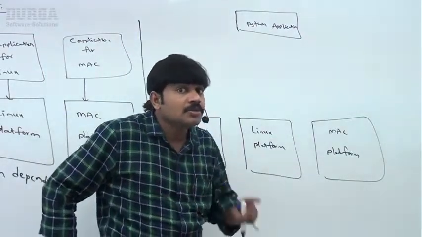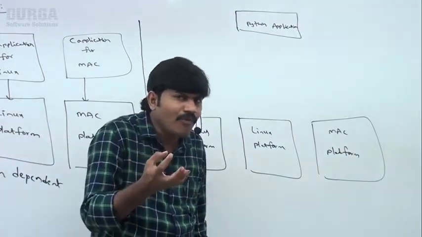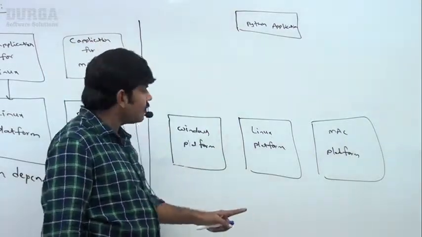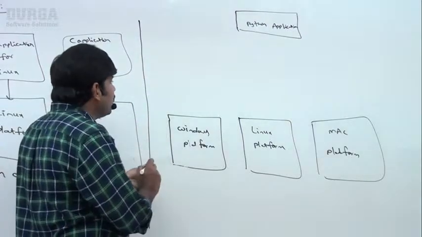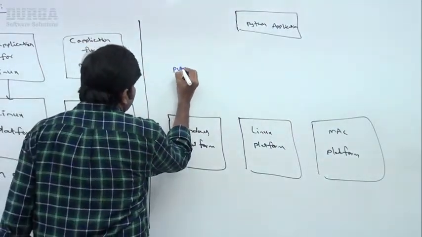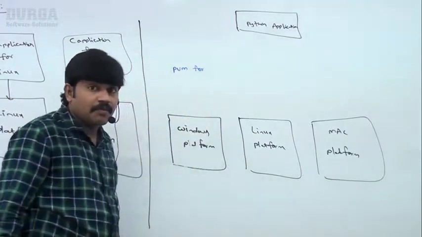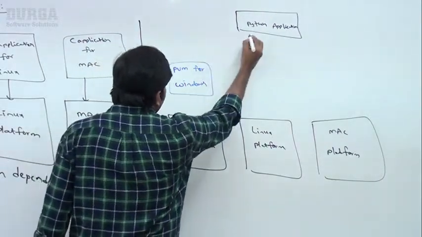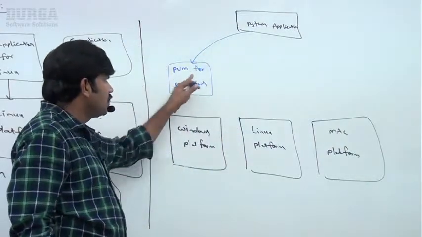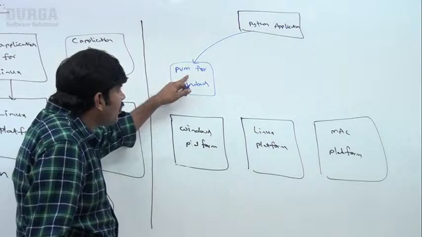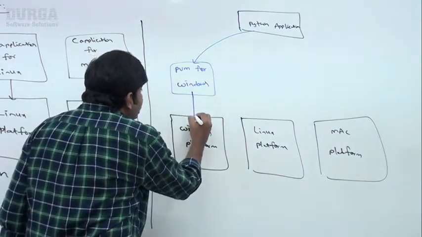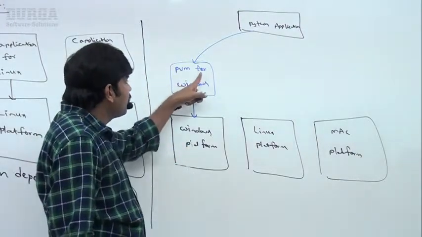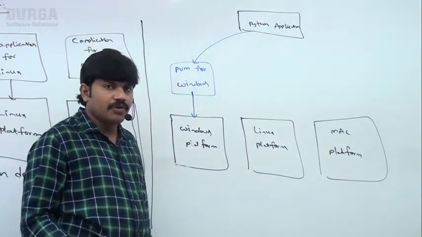This concept is nothing but platform independent nature. How does platform independent nature come? Very simple. If you want to run this Python application on the Windows platform, what is required is the Python virtual machine, PVM. The Python virtual machine for Windows is required. If I provide my Python program to this PVM, it is responsible to convert, interpret this program into Windows specific form and execute. The PVM for Windows must be required.